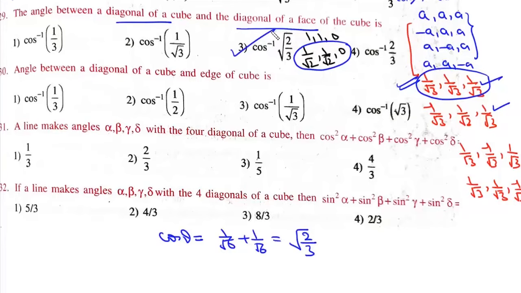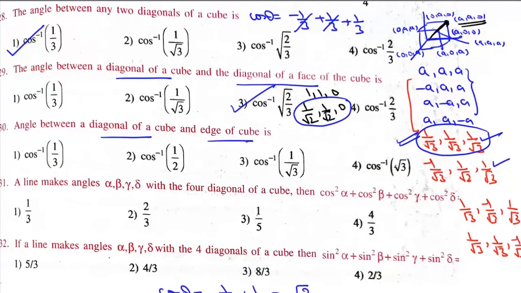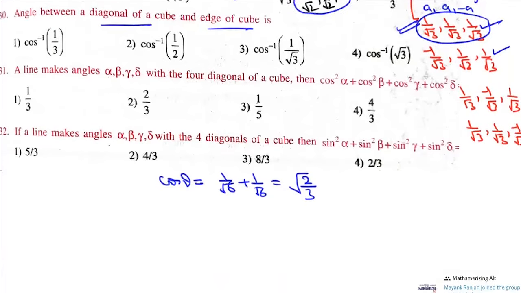Now the next one is the angle between a diagonal of a cube and an edge of a cube. Now we can take any one edge. Now this edge is along the x-axis. So its direction ratios and direction cosines will be 1, 0, 0. So if we take 1 by root 3, 1 by root 3, 1 by root 3 and then 1, 0, 0, in this case, cos theta will be 1 by root 3 and the angle will be cos inverse 1 by root 3 and that's your option 3.